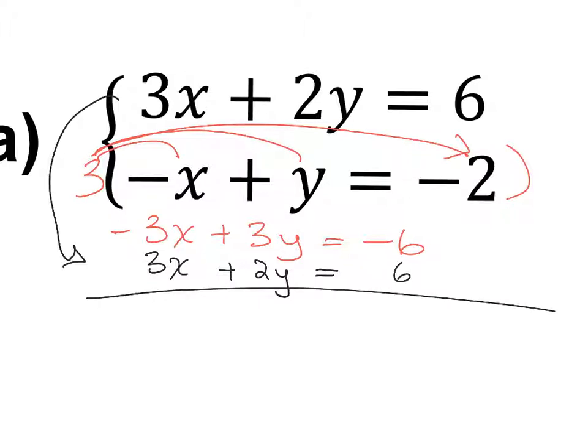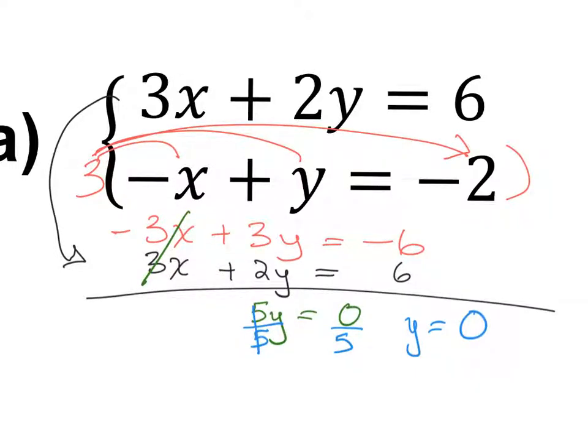Now you're going to add down. That cancels out. 3y plus 2y is 5y. Negative 6 plus 6 is 0. Remember that zeros are numbers too. Do not discriminate against zeros. Divide by 5. 0 divided by 5 is just 0.